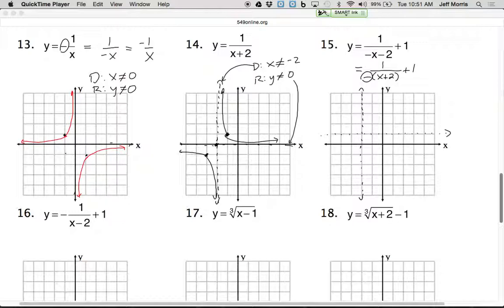So there's my asymptotes. Then I just go to where the asymptotes cross. Since it flipped, I'm going to go right 1, down 1. And I'll go left 1, up 1, and then I'll draw my boomerangs.